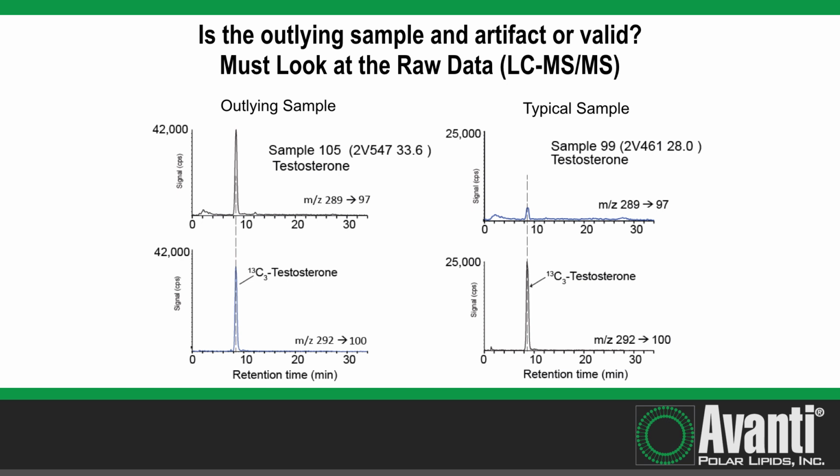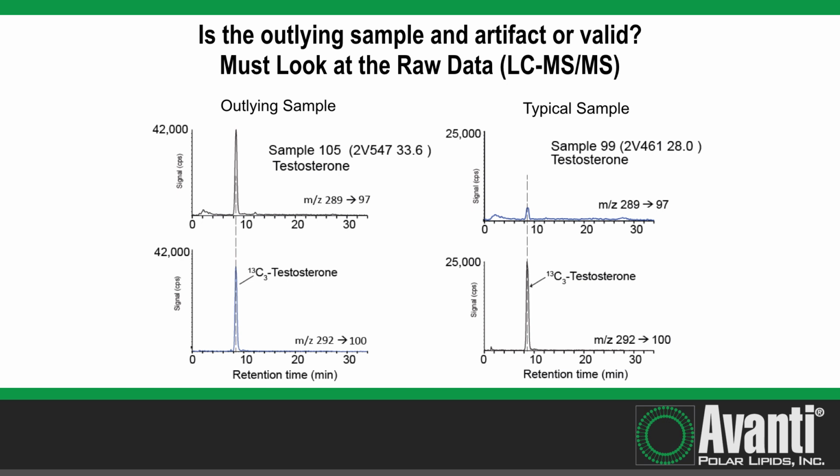Here's our internal standard. It's a stable isotope labeled testosterone. It's got 3 carbon 13s in it. You can see it's 292 going to 100. Gives a nice chromatographic peak. And here is the sample, which is so big. It's huge, 42,000 counts per second signal, and it's 289 going to 197. And so that looks real. It's not an artifact. It's absolutely real. Has the right retention time, and it has, of course, the right ion chemistry.